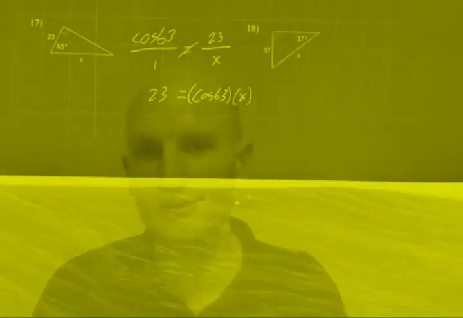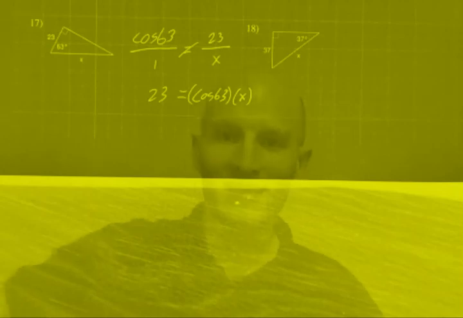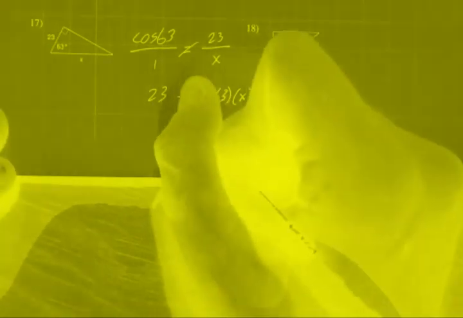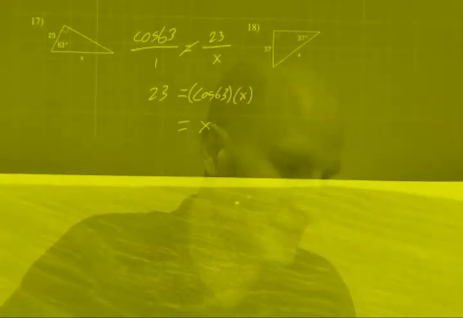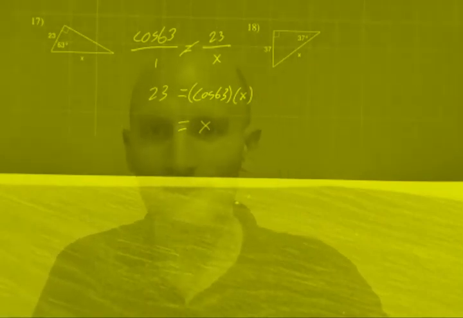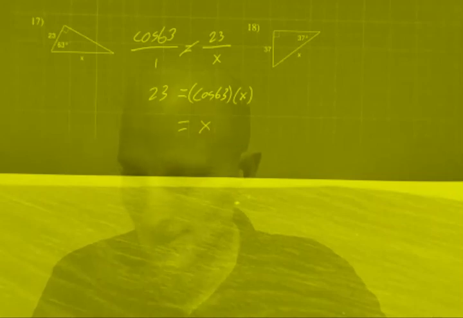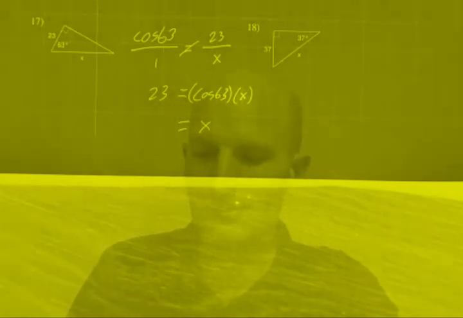Okay. Now how do we get the x alone? Divide by cosine 63 on both sides. So on the right you get x. And then on the left, 23 divided by cosine 63 is 50.66185309. So we get 50.7 when we round. Boom. 50.7. All right, last one.